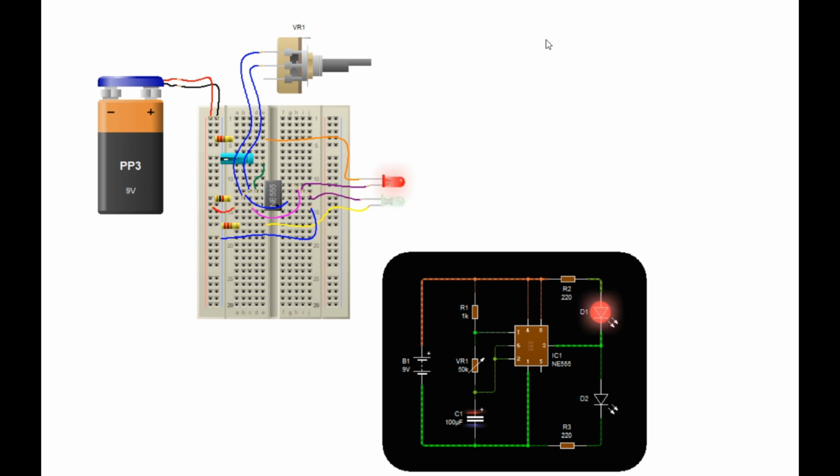Example calculation. Let's say we have the following component values. R1 equals 10 kilo ohms. R2 equals 20 kilo ohms. C1 equals 10 microfarads. Using the formulas above.